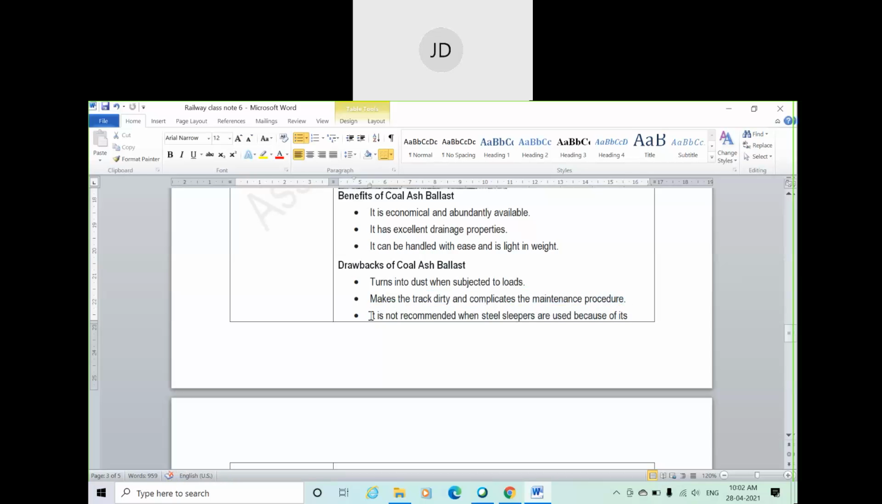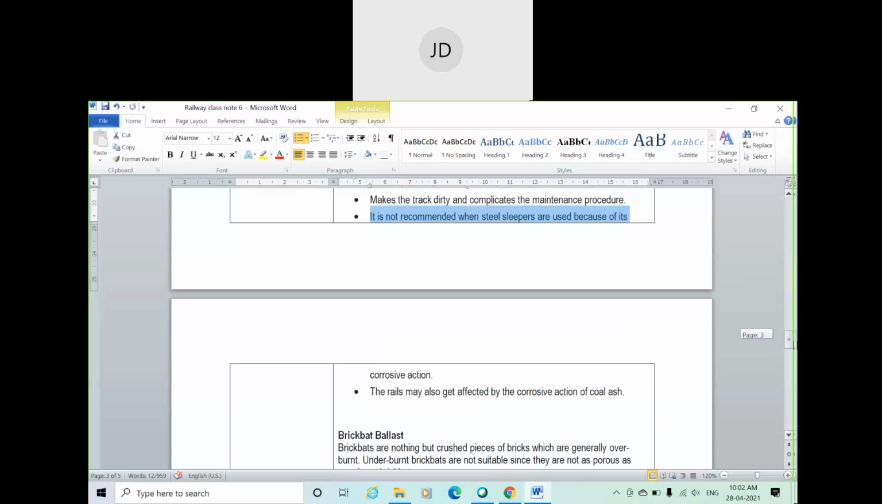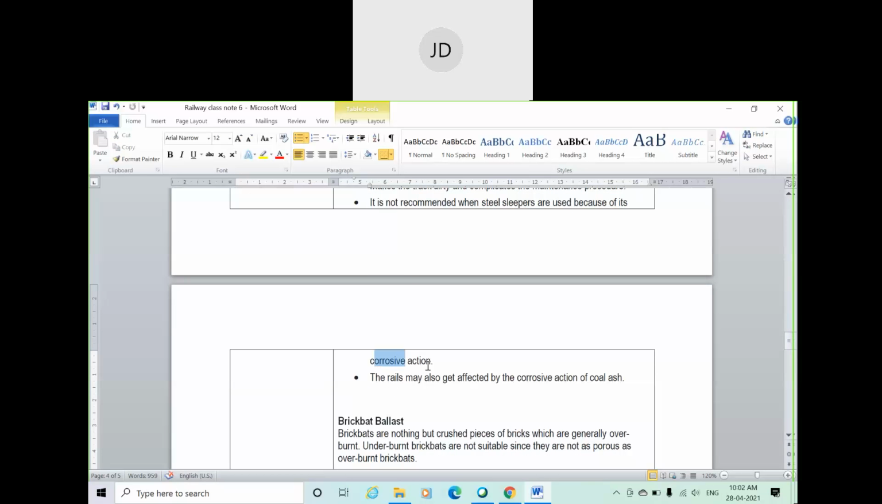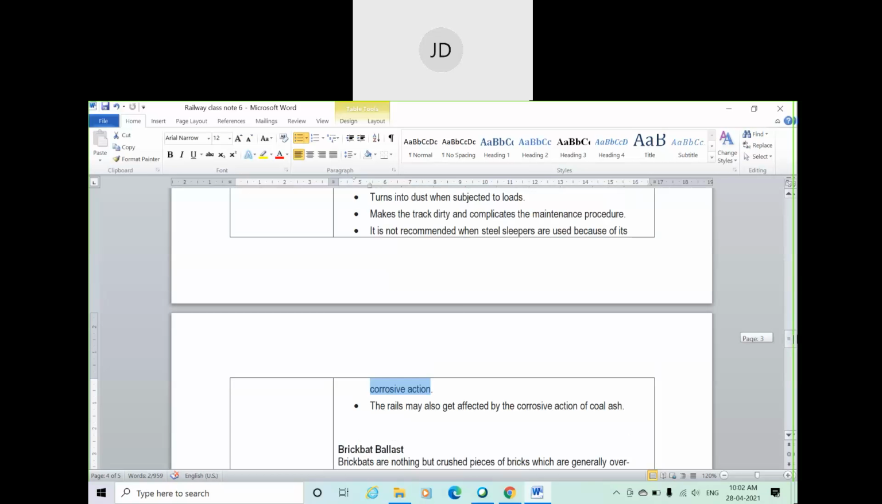It is not recommended when steel sleepers are used because of its corrosive action. Because of the presence of other material, they also react with the steel material of the sleeper, so it may corrode the steel sleeper. So if you're using a steel sleeper, you will not go for coal ash ballast.